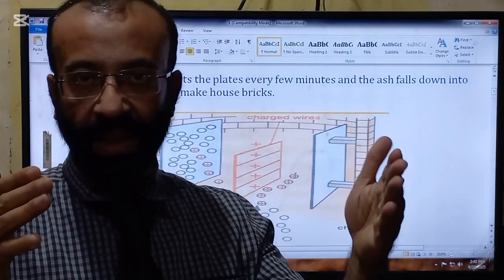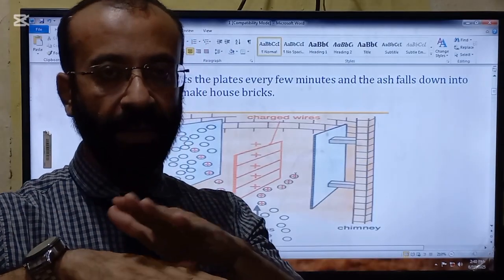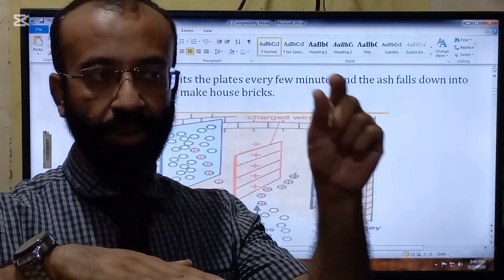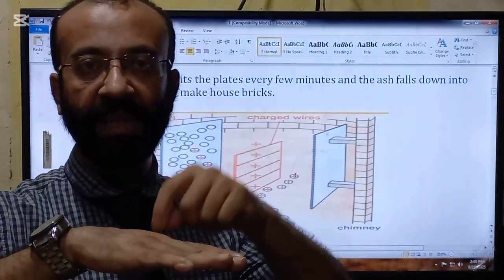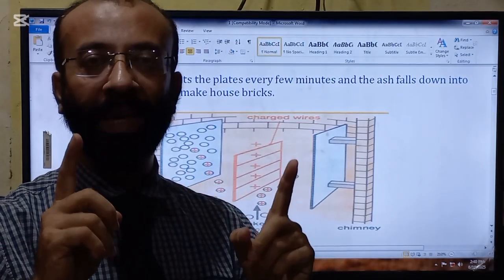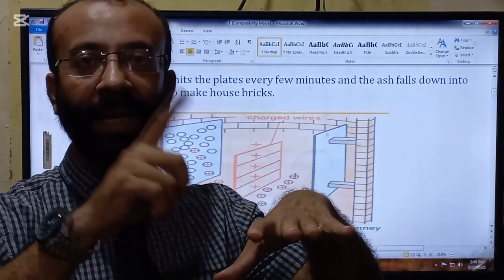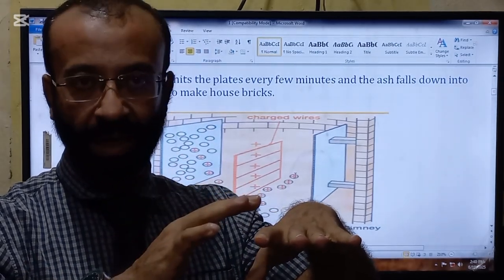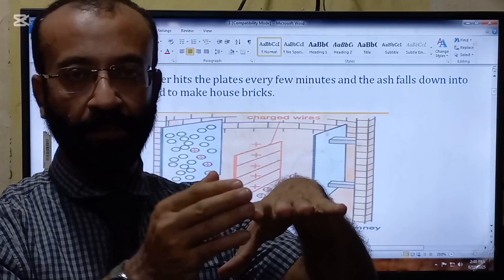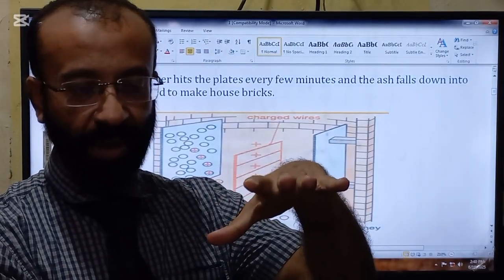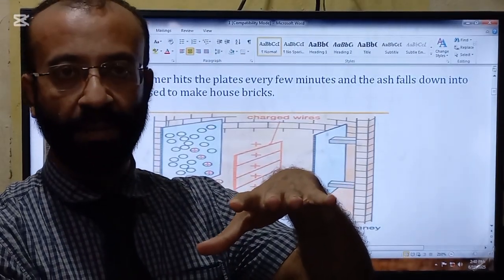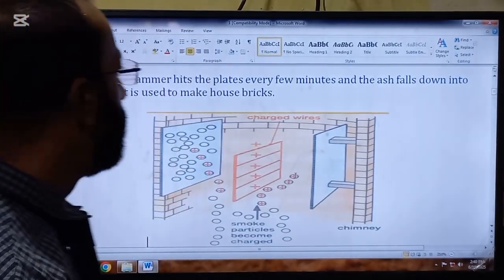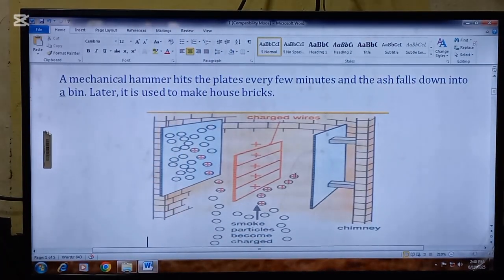The wires repel them towards the earthed metal plates. To the metal plate, the dust particles stick, and there is a mechanical hammer which hits the metallic plate at regular intervals, and the dust particles fall into the dustbin which lies just at the bottom of the metal plate. So this is a good way of removing dust particles from the chimney.